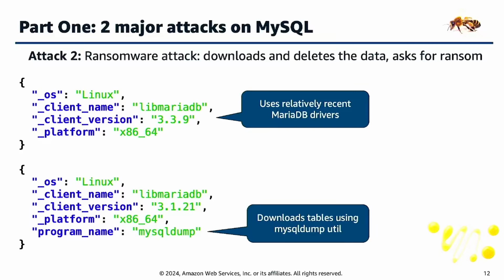So we are seeing this attack, and these are the connection attributes, the fingerprints of this attack, right? This is what we see in what they're using, and what is also interesting here, they're using mysqldump. Mysqldump is a backup program. And the reason why we are seeing mysqldump is that the whole idea of that attack is to download your data, drop the data, ask for ransom, and basically say, if you pay us, then we'll give you the data back.